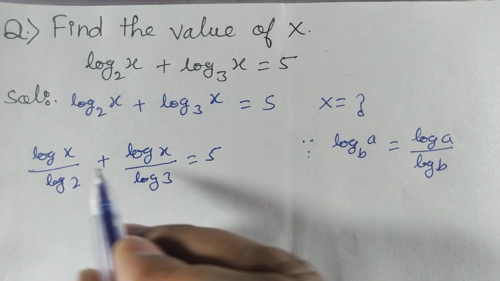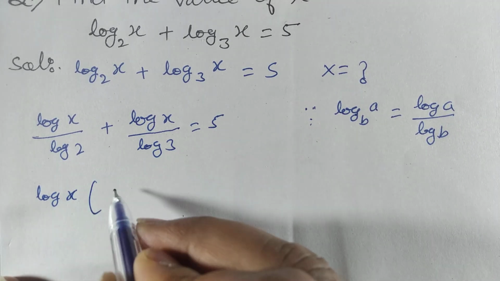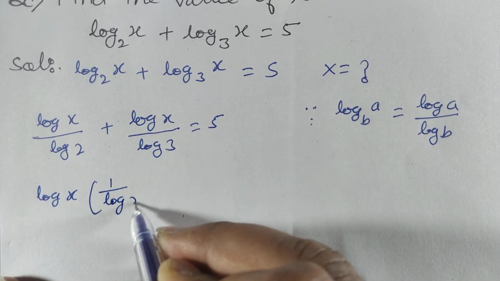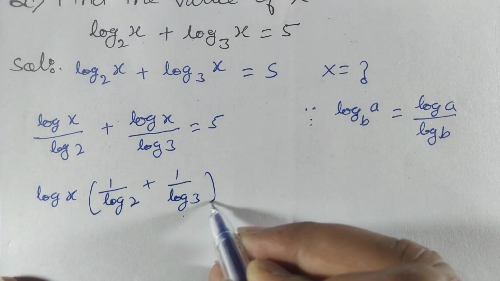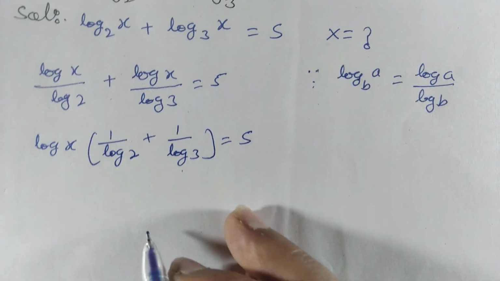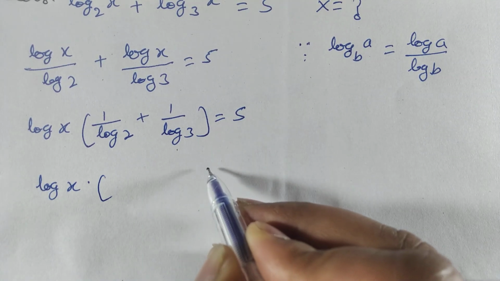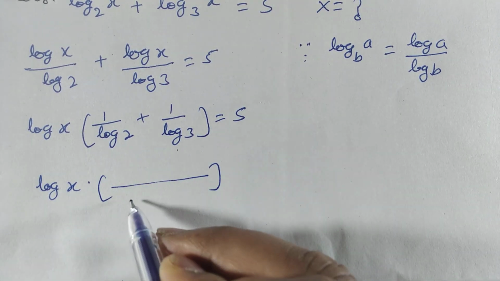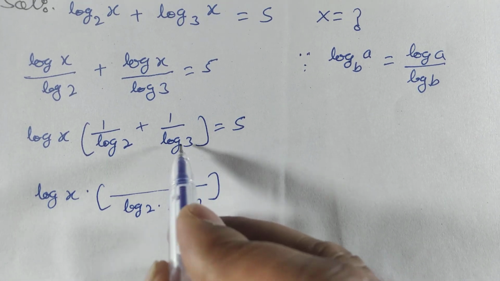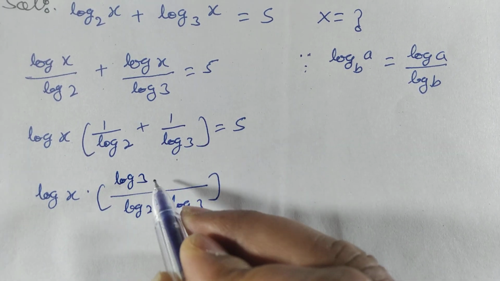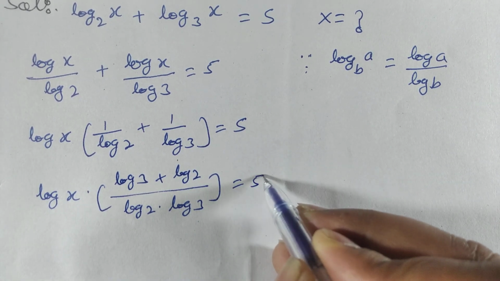Taking log x as common, remaining in this term 1 over log 2 plus here 1 over log 3 is equal to 5. Log x times, taking the LCM, log 2 into log 3, this multiplied by log of 3 plus this multiplied by log of 2 is equal to 5.